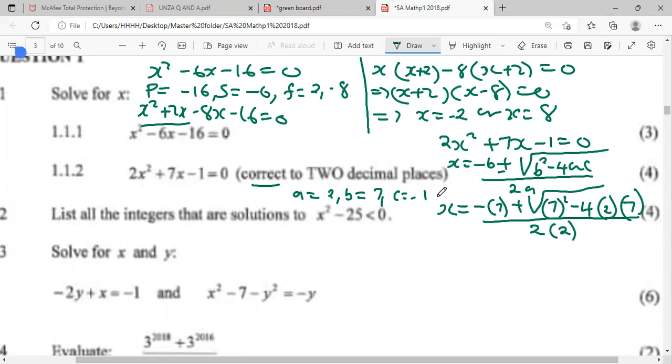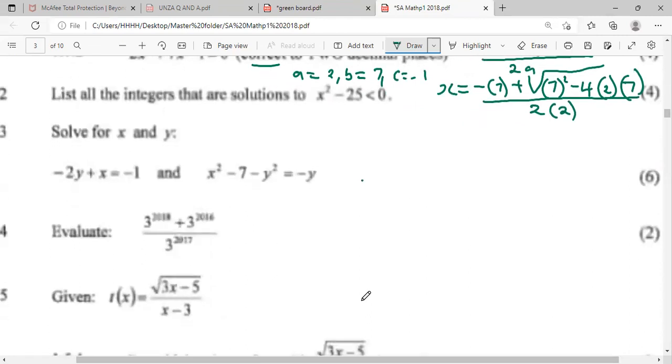I hope that is okay. Then we move on. Okay, so what does this give us? So x is equal to negative 7 plus or minus the square root of. When you square 7, you get 49. All right, so minus 4 times 2 times negative 1, which is plus 8. So when you work that out, you're going to get 57. You can work that out on your calculator, and here it is over 2.